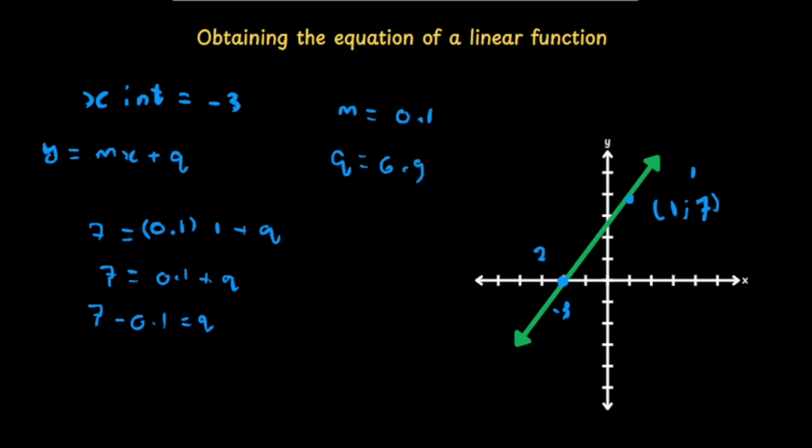Now that I have the m value and the q value, I can go ahead and write the complete equation, which would be y is equal to 0.1x plus 6.9. And there you have it. That is how you obtain the equation of a function from the given picture and 2 points. It's that simple, guys.